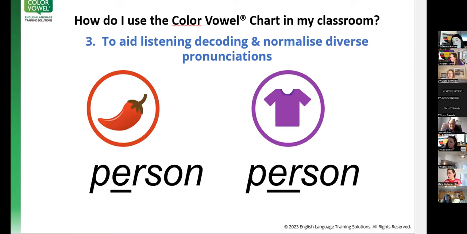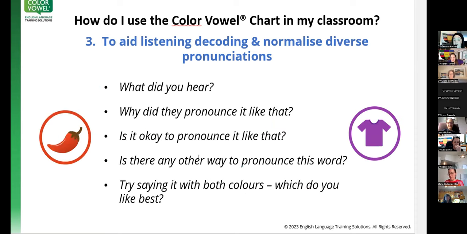So an example of this comes from this word here. This word in Scotland can be pronounced two ways. Similar to general American, it could be pronounced purple shirt person. But sometimes the ER in Scotland is actually pronounced with a red pepper vowel, red pepper person. And if students notice that and comment on it, we can just go through the questions. So what did you hear? Okay, we said person, but with the red pepper sound. Why did they pronounce it that way? It's just an accent variation. Is it okay? Well, did you understand me when I said person? If you did, great.